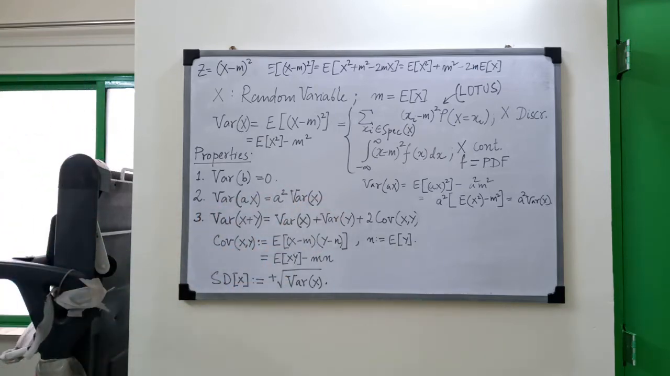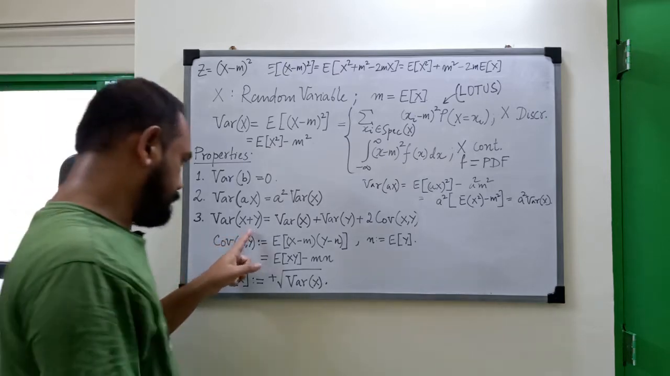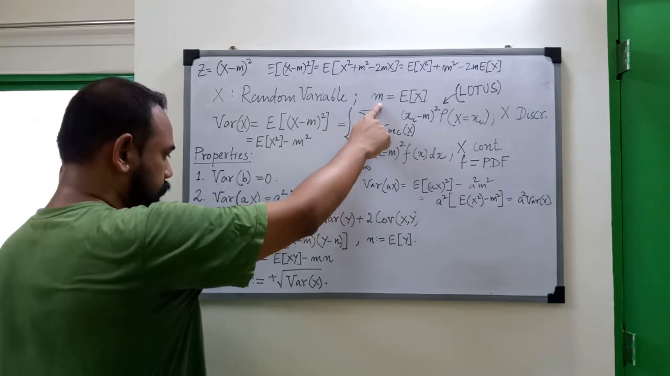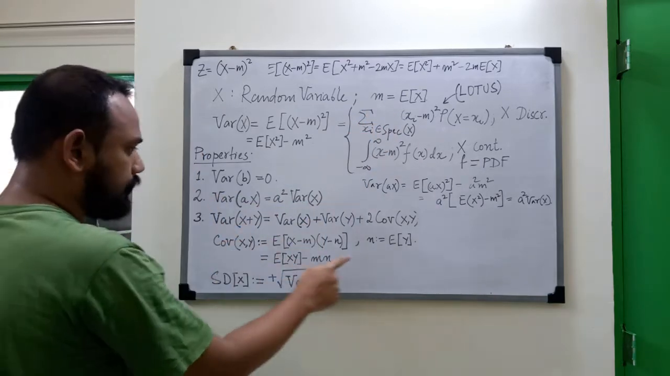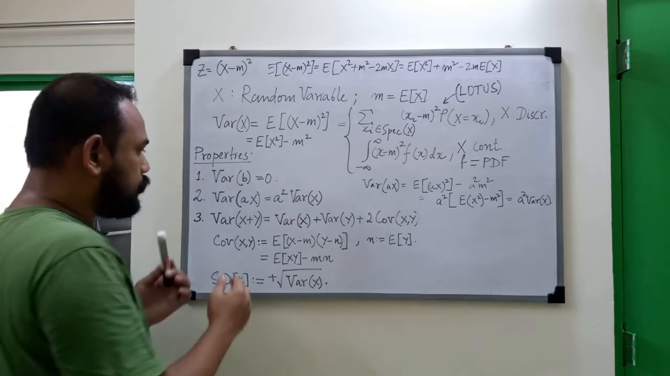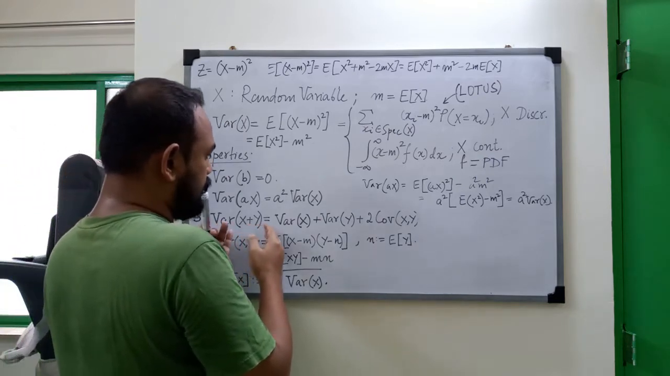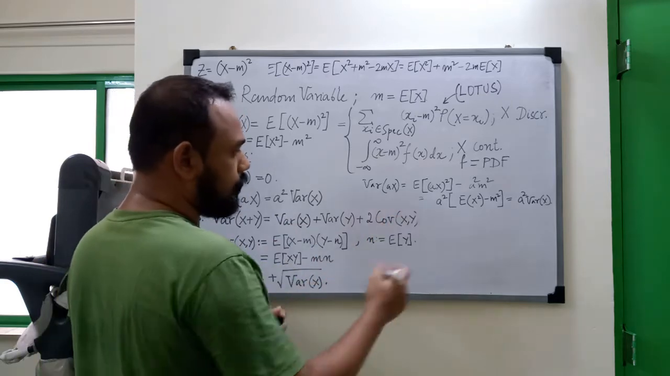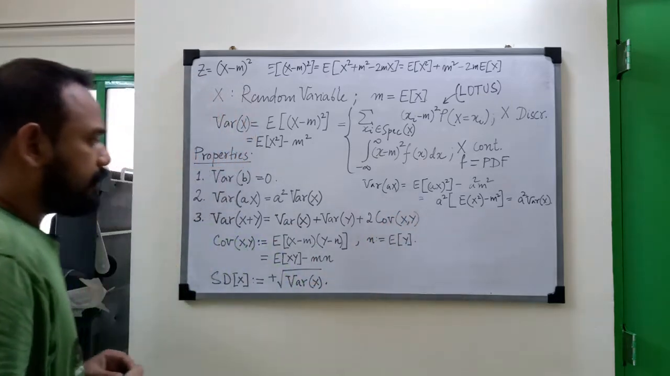Next we come to, what if you add two random variables? The first one has expectation m, in other words average value is m. Suppose the second one has the average value n. In that case, you get variance of x plus variance of y plus an extra quantity here.